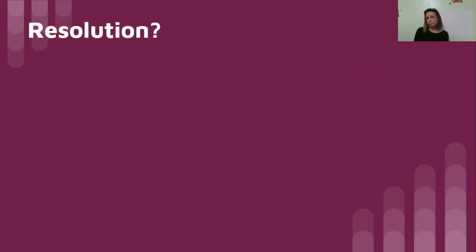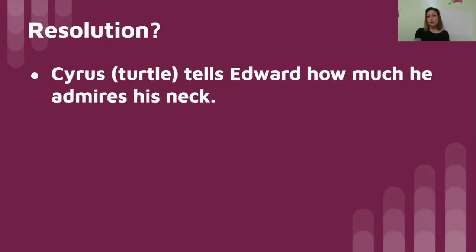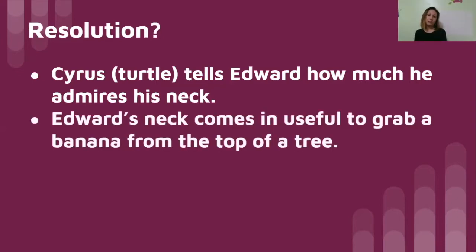Resolution. How'd the story end up? Cyrus, the turtle, tells Edward how much he admires his neck, right? Cyrus starts telling Edward how great his neck is. Edward's neck becomes useful to grab a banana from the top of a tree, right? So Cyrus is telling him how great his neck is. Edward starts to see how great his neck is.